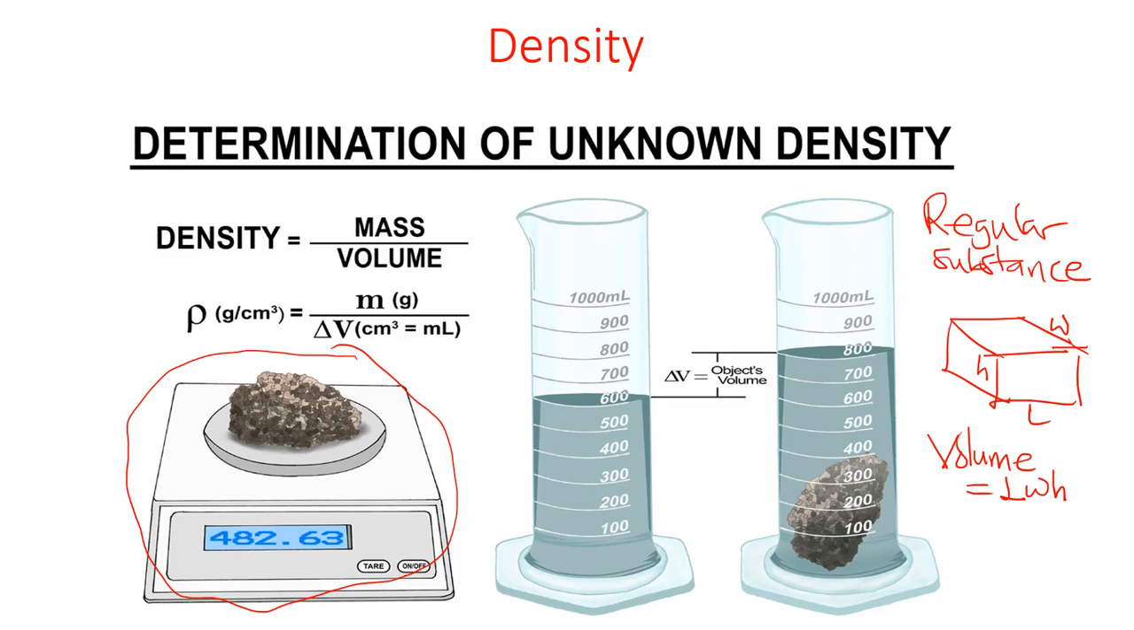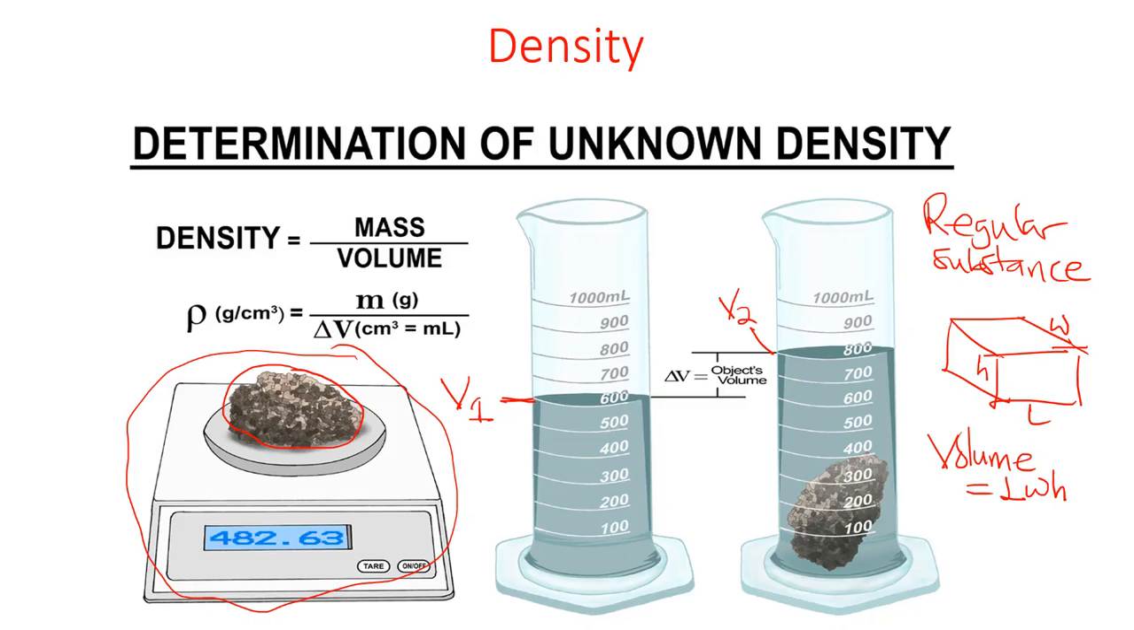But if you are dealing with an irregular substance, like this rock here, you can determine its volume by difference. So what it means is you have your water, you have initial volume here. So I say volume 1. Then you add the rock into this water, and then there's the change in volume. So this is volume 2.